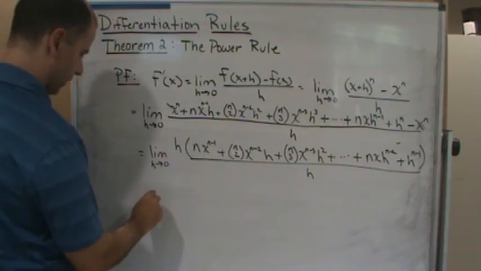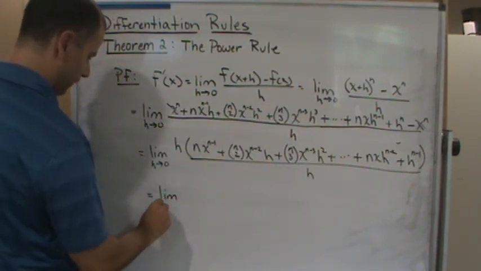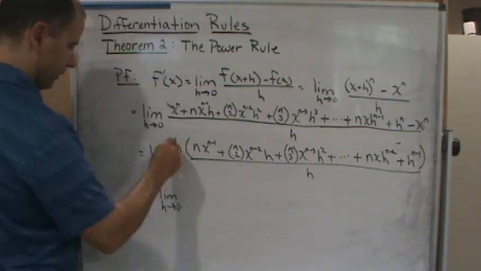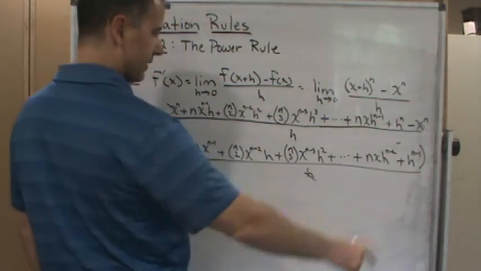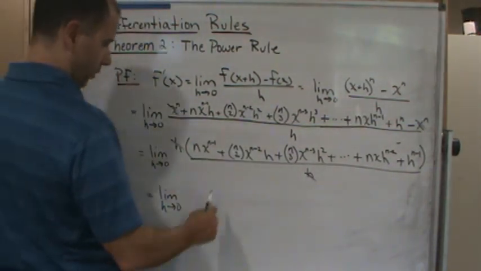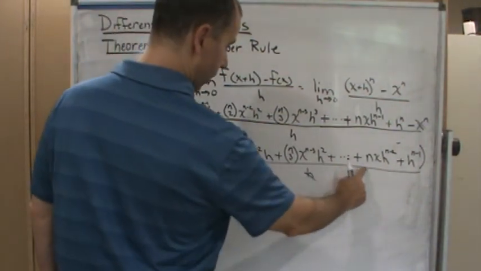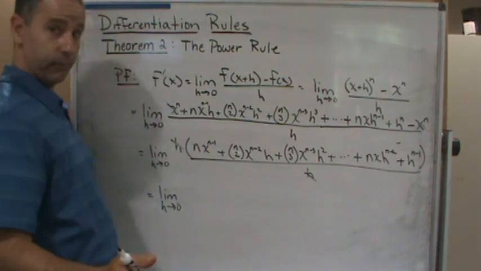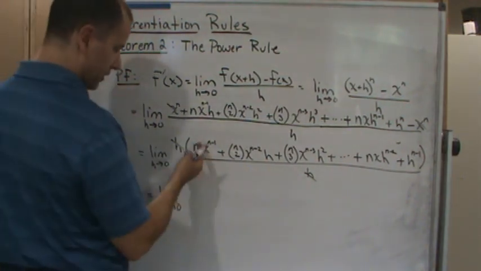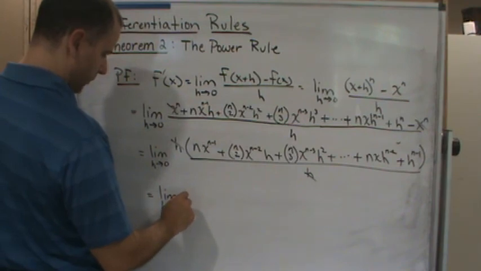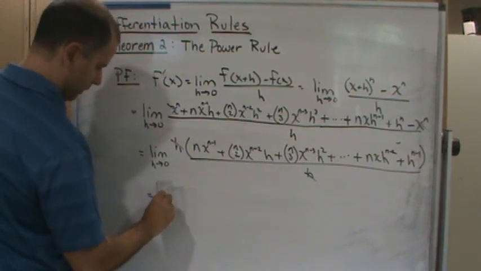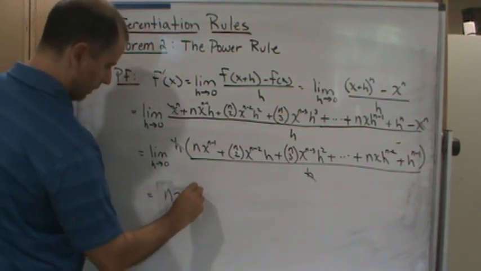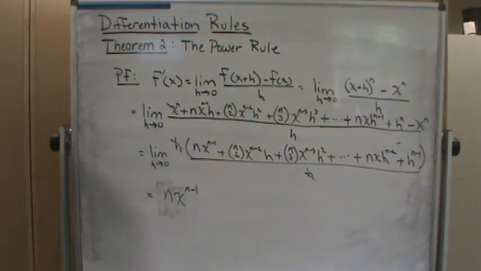Now this is where it gets really simple. Okay, these cancel. Now what happens as h goes to 0? Well, everything that has an h in it goes away. So this all the way down. The only term that does not have an h in it is the first one. So the limit equals n x to the n minus 1. And we're done. That's it. Have a great day.